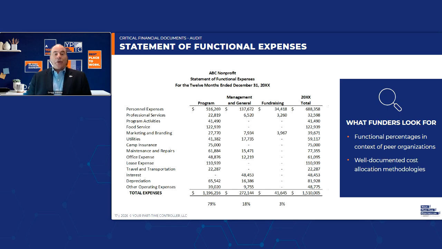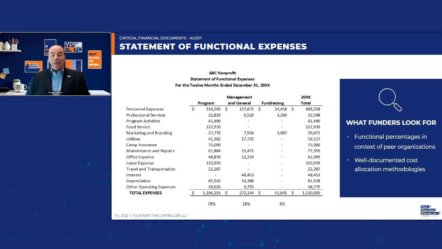Funders will also look at whether the organization's functional expense mix is reasonable, and they're probably going to compare that to similar organizations. It's not just whether one category seems high or low. Does everything seem reasonable? And is it consistent? Because many costs support more than one function. They could be shared across program, management and general, and fundraising.